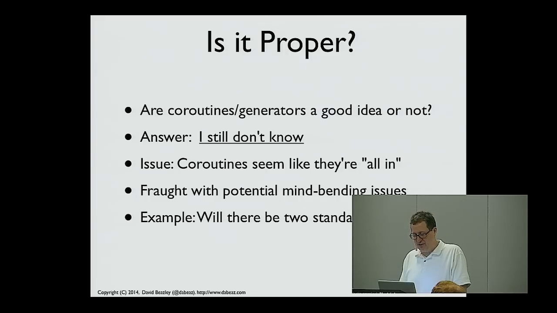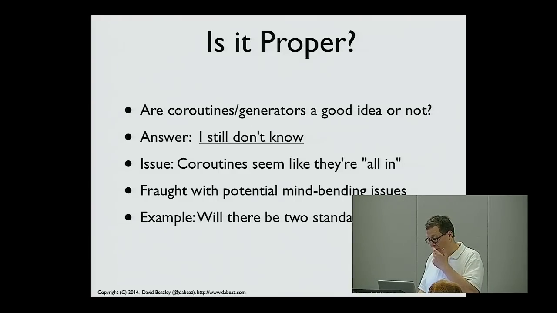I have to confess, if somebody were to ask me whether all the stuff in this tutorial is something that I should be doing in my production code, I have no idea. One issue that I think about is, when you're playing around with this coroutine stuff, it does feel like it's kind of all in. I don't know whether other people feel that way, but if you start programming with coroutines, it feels like it's coroutines all the way down. It's an all-in kind of proposition.